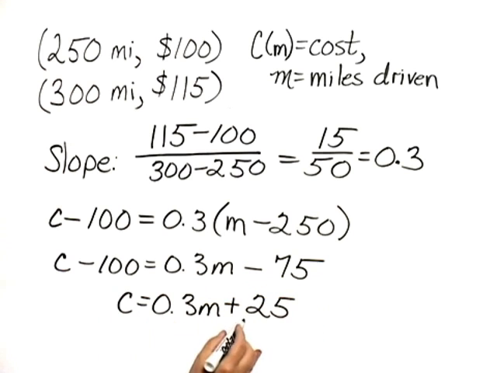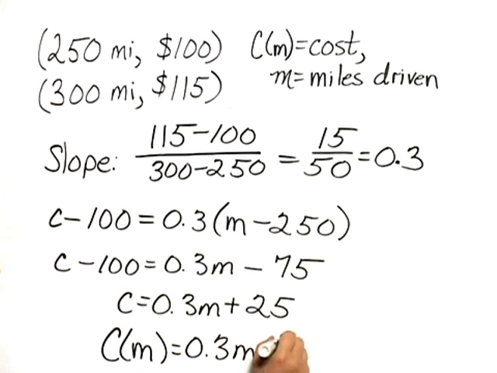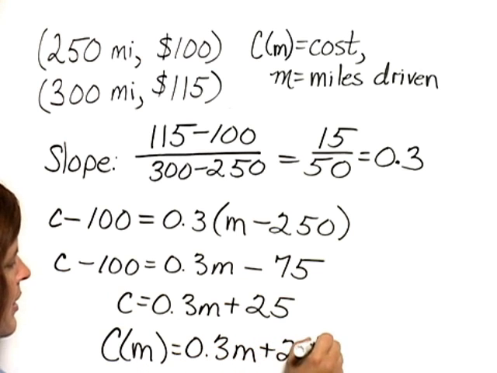This is an equation of the line, and I wrote it with just a C, but let's go ahead and write it with the function notation: C(M) equals 0.3M plus 25. This is an equation for a linear function that fits the data.